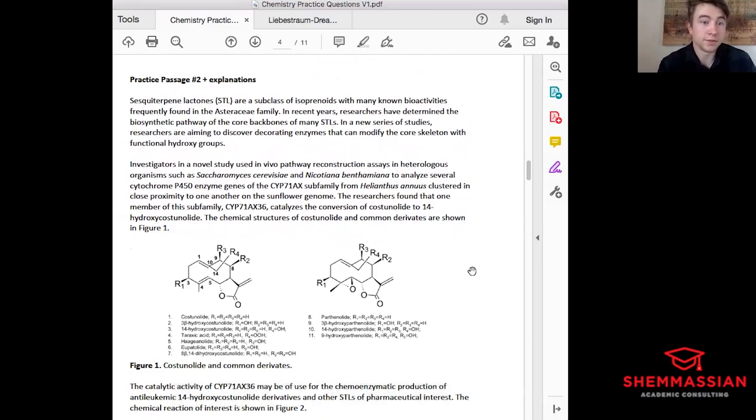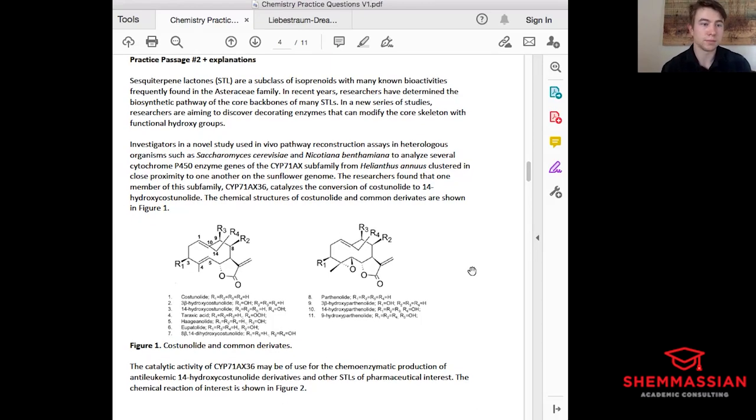Sesquiterpene lactones, I don't even know if that's how you pronounce it, are a subclass of isoprenoids with many known bioactivities frequently found in the Asteraceae family. In recent years, researchers have determined the biosynthetic pathway of the core backbones of many STLs. In a new series of studies, researchers are aiming to discover decorating enzymes that can modify the core skeleton with functional hydroxy groups. Okay, so basically the most important thing in this paragraph is they're talking about these STLs and how their structure can be modified.